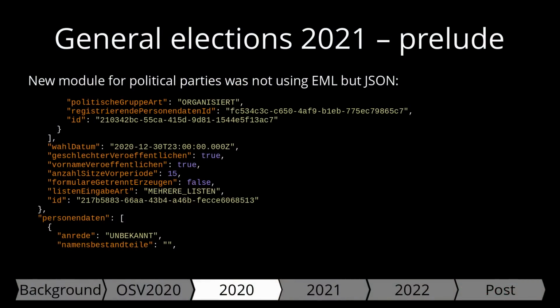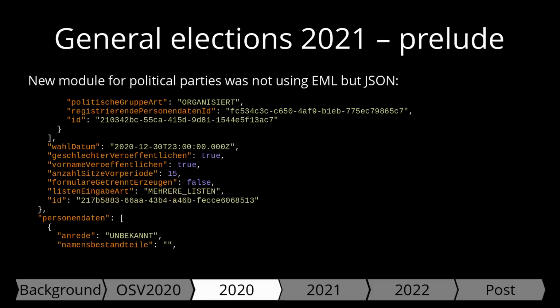So then we had the general elections. We're still in 2020. The general elections are in March 2021, but you have quite some time before then where you need to distribute software, and the first part of the software needs to be distributed in December before Christmas. That's the deadline we set ourselves.